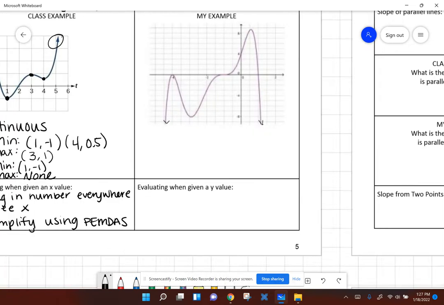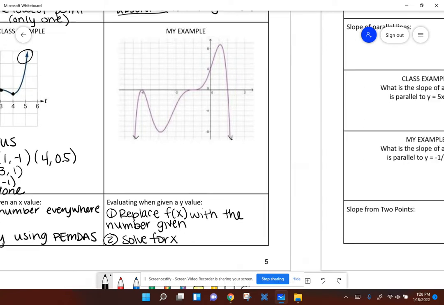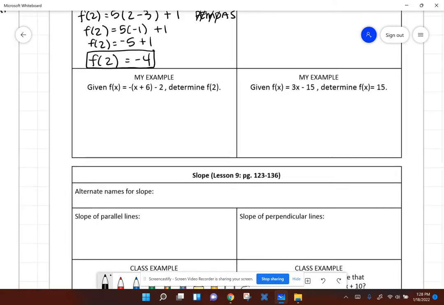So back to the previous page, evaluating when given a y value. First step, replace f of x with the number given. So we're going to replace that whole f of x part. We'll see what that looks like in the example. Step 2, you're going to solve for x. So get x all by itself. Recall, we've already done notes on that if you need a refresher.